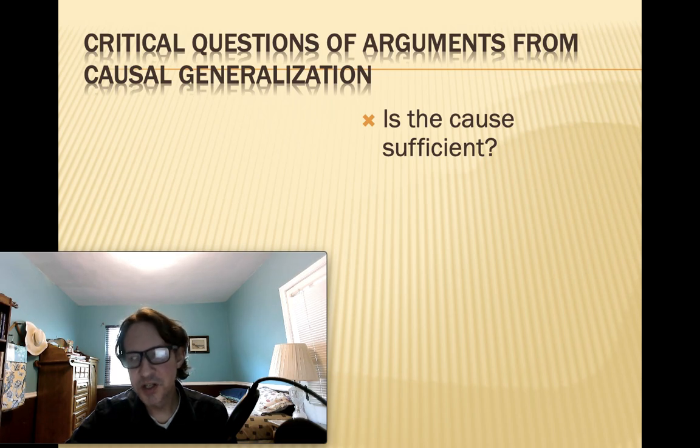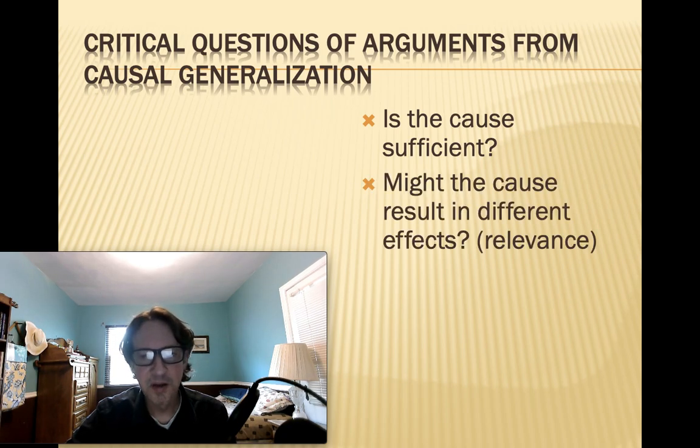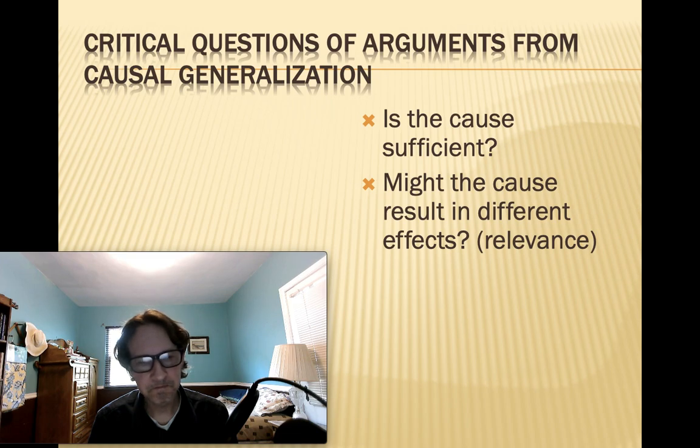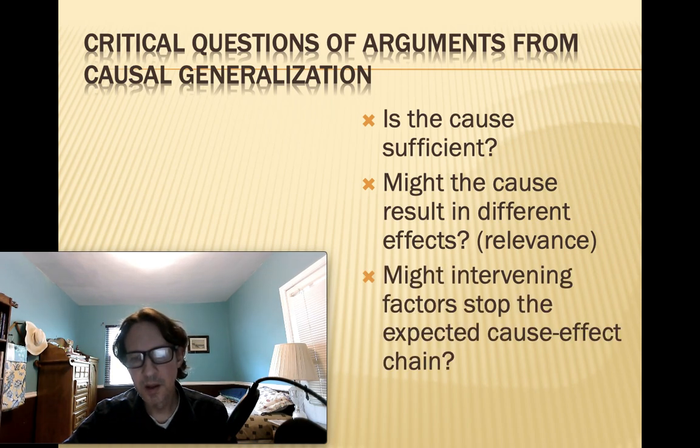Is the cause sufficient? That is, in this case, is there enough evidence that violence always begets violence? Might the cause result in different effects? For instance, there's some instances where violence might reduce violence. For instance, World War II. Going to war in World War II ended the Holocaust. Might intervening factors stop the expected cause-effect chain, right? Are there other reasons why violence might or might not beget violence?